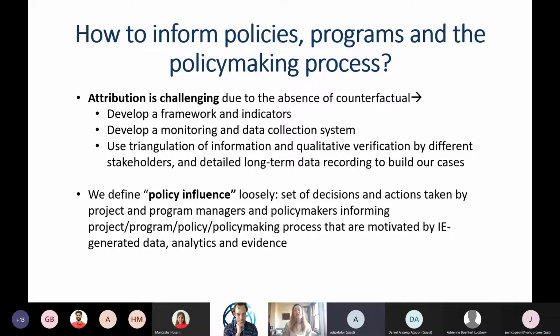And so policy influence is something that's defined a bit loosely, but it's a set of decisions and actions that are taken by the project, program managers, but also policymakers to inform the process. And this is motivated by the data that would be generated through an impact evaluation, but also it could be any data, analytics and evidence.